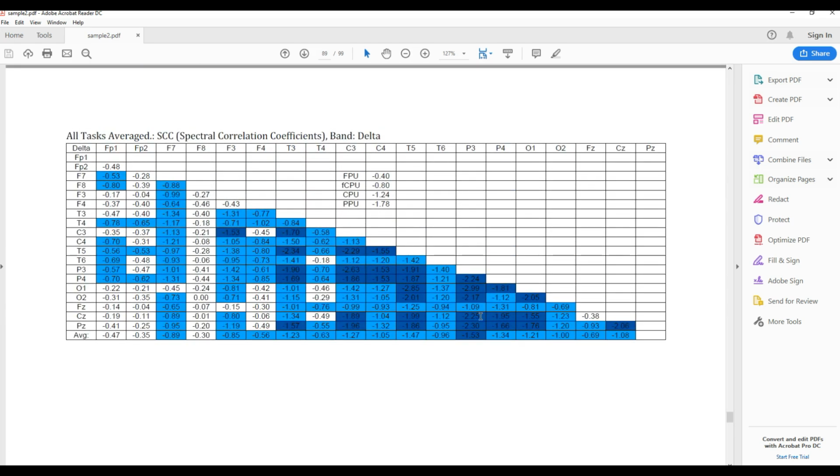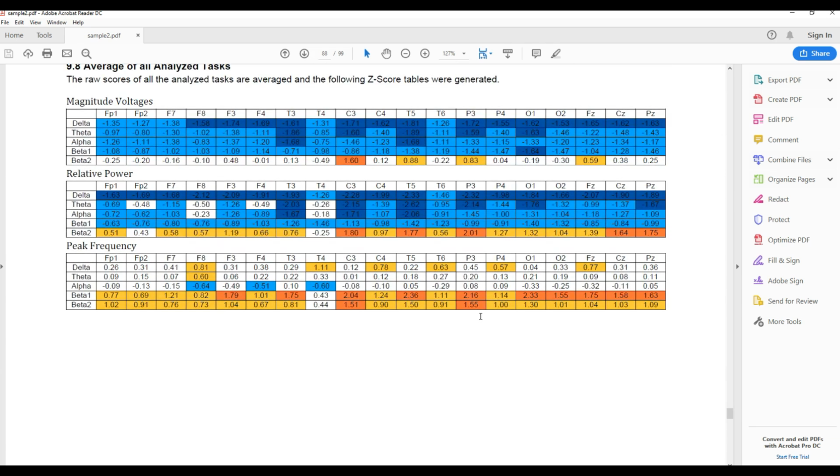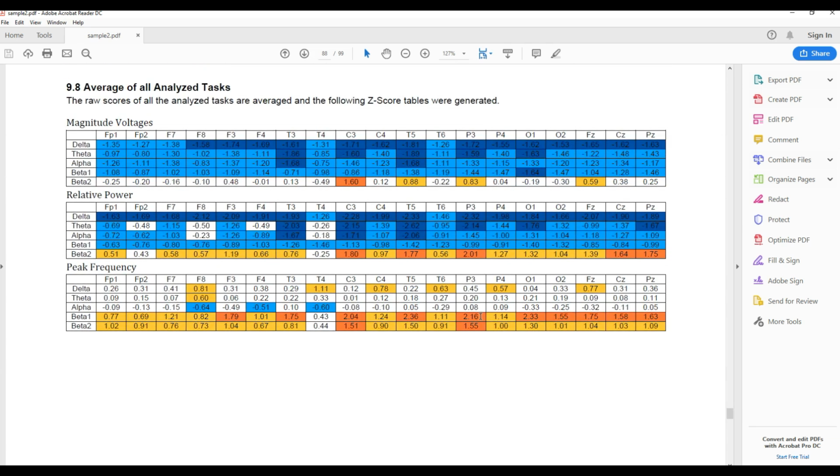Now we look at the arousal variables. We can see that the magnitude of these delta, theta, alpha, and beta 1 frequencies are relatively low, which is a problem because you don't want them low. You want them within a certain range. And that's true for magnitude and relative power, which are both showing the problem that they are relatively low in values, which is problematic. Peak frequency appears to be adequate across the board.